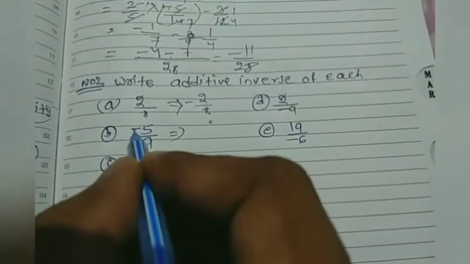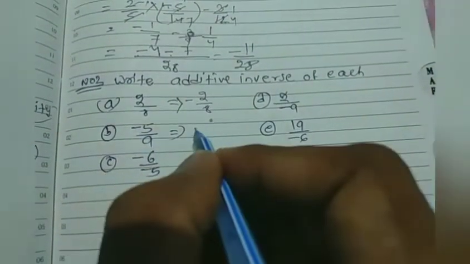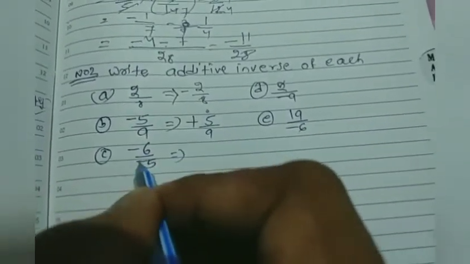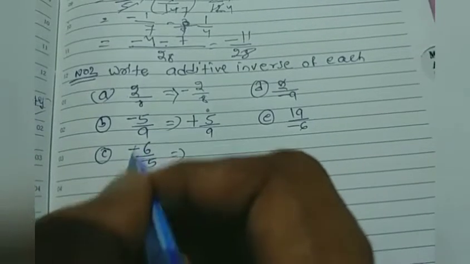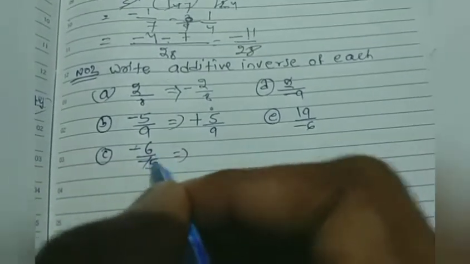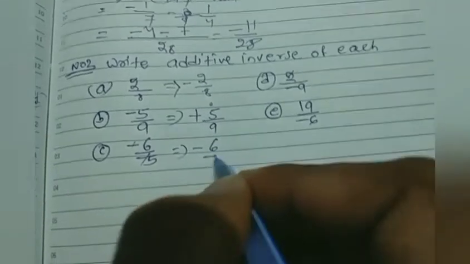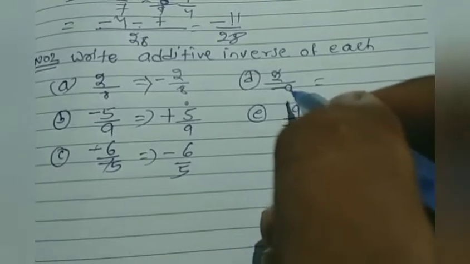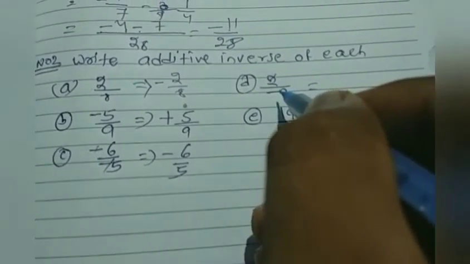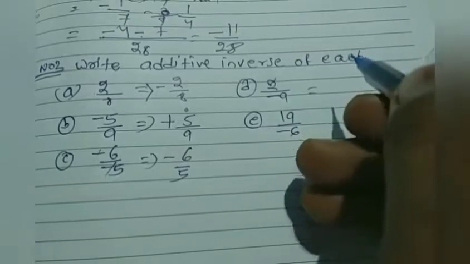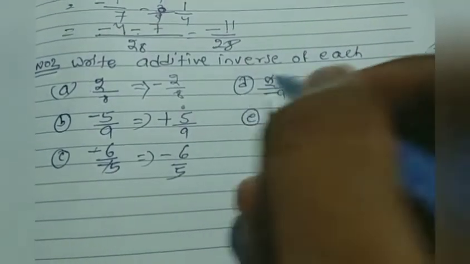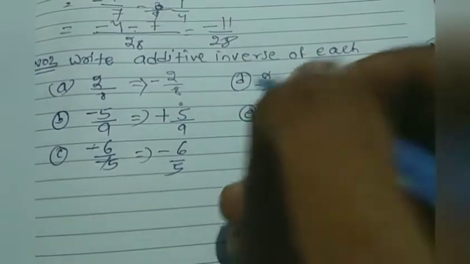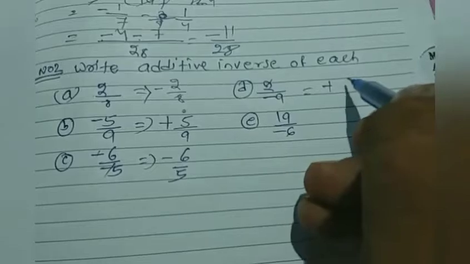Similarly, this is minus 5 by 9, it becomes plus 5 by 9. Okay, here both signs are minus, so minus minus cancel each other, it becomes positive 6 by 5, so the additive inverse is minus 6 by 5. Here 2 by minus 9: negative in numerator or denominator, we can take either and say it is minus 2 by 9. 2 by minus 9 is also equal to minus 2 by 9. So the additive inverse is plus 2 by 9.